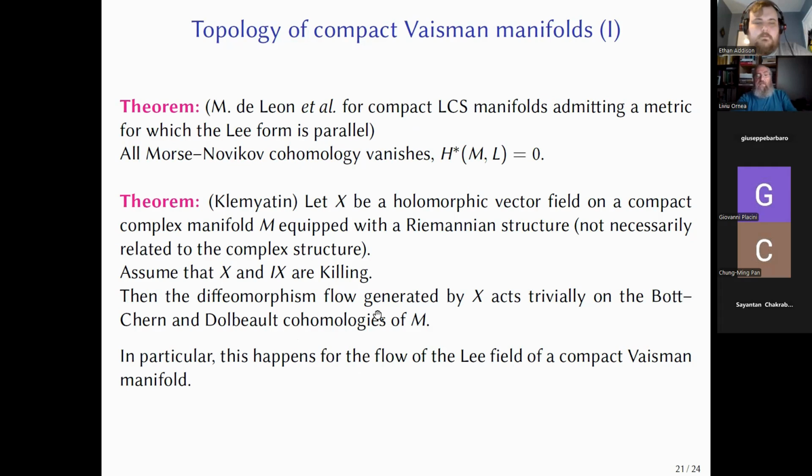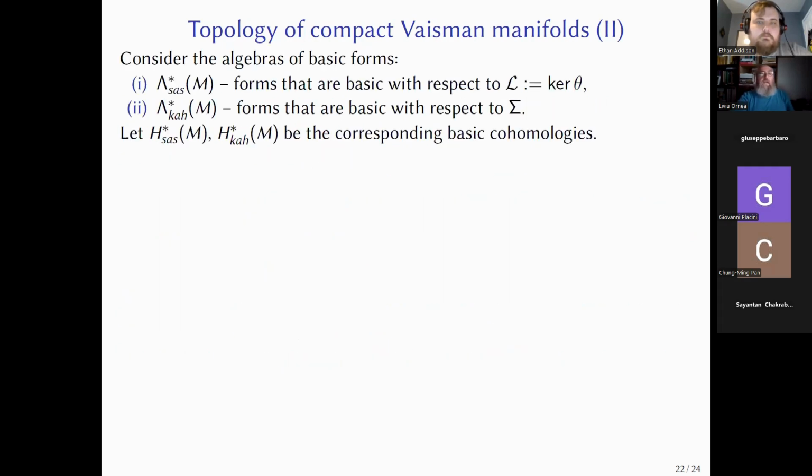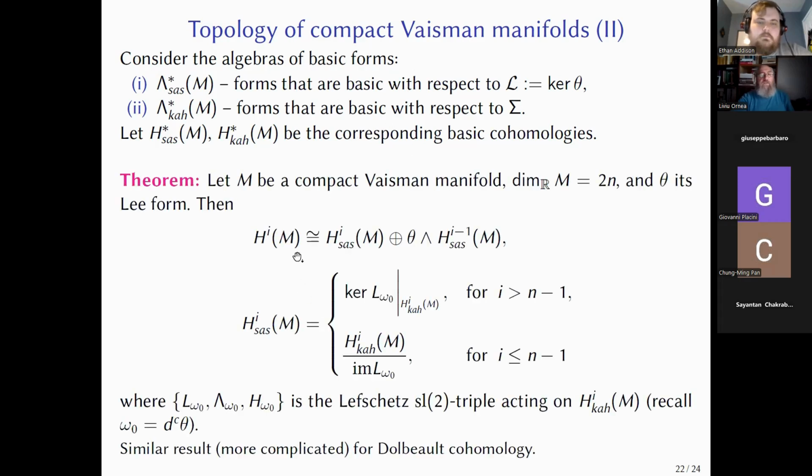But this fact that the flow of the Lie field acts trivially on the Bott-Chern and Dolbeault cohomologies is very new. Nikita Klemyatin. And yeah, we have a complete description in terms of basic forms with respect to the canonical foliation of the cohomology of Weismann manifolds.